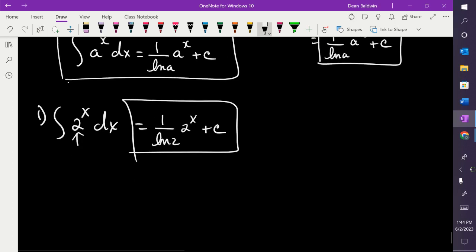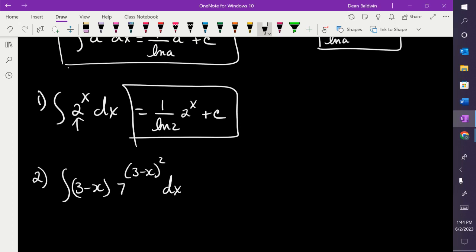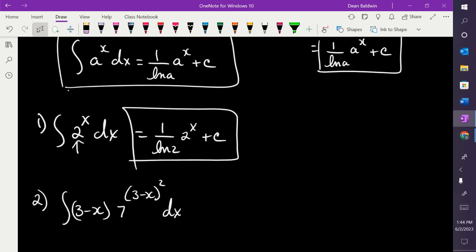All right. What if it doesn't look exactly like the formula? What if we have 7 to the power of 3 minus x, all squared, dx? In these cases, because it doesn't look like our formula, a to the x, or a to the u if you want, if it looks like this, you have to use u substitution. Okay.